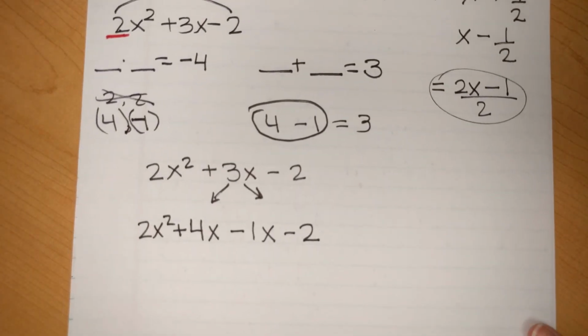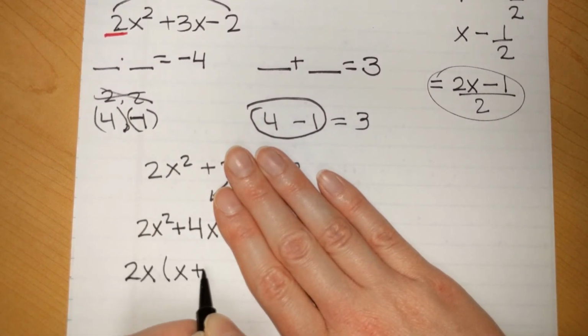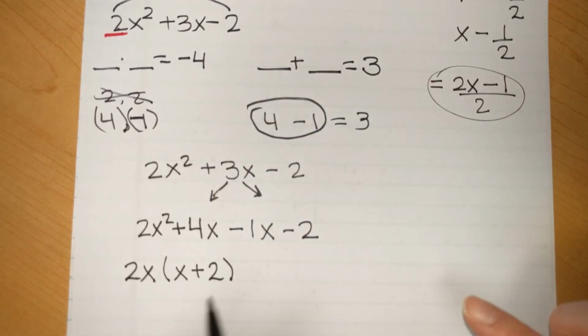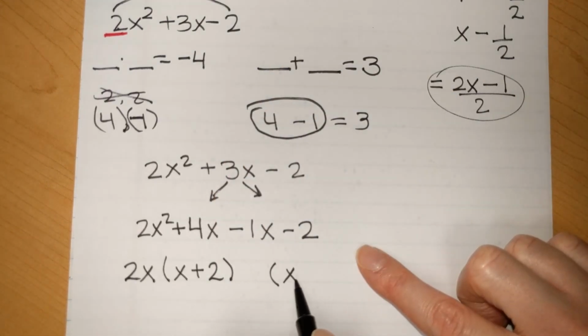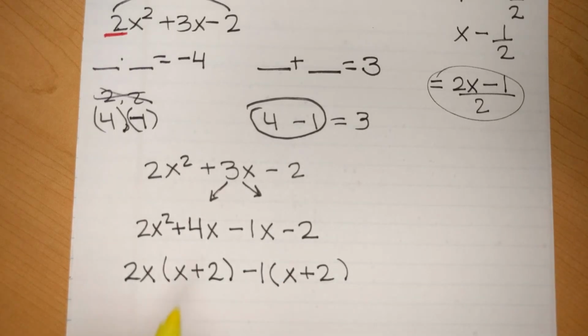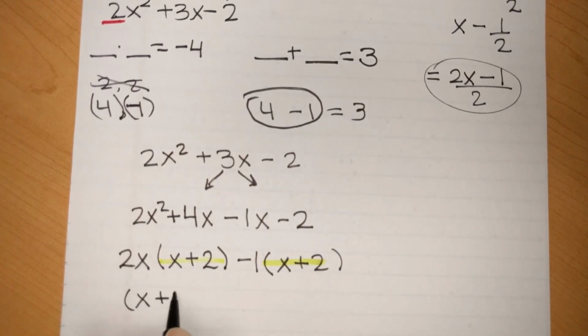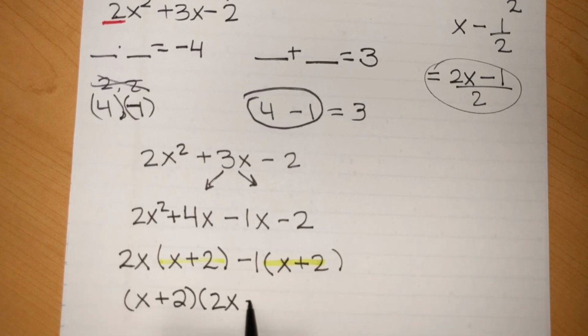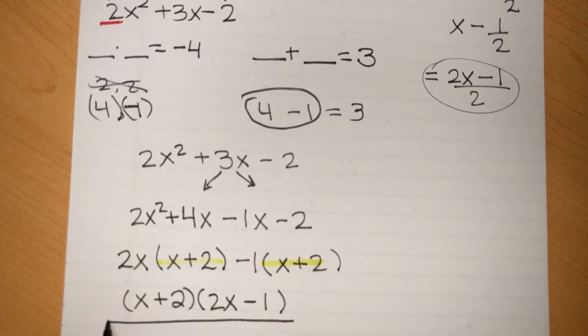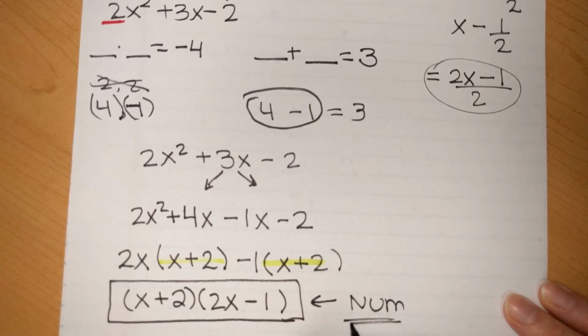All right, now that we have 4 terms, we can do our grouping. From the first 2 terms, we have a GCF of 2x, so we bring that out and get x plus 2. From the last 2 terms, to get an x plus 2, we are going to have to bring out a -1. Now, once we have the x plus 2 that is common to both, we bring that out, and we get 2x minus 1 as the other factor. So that is our numerator factored out.